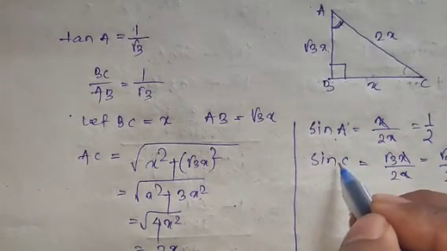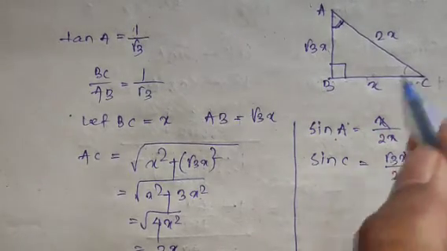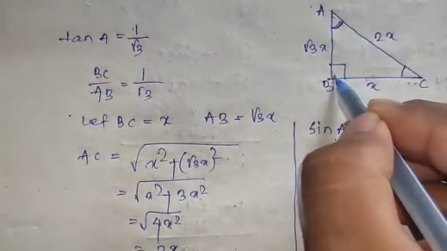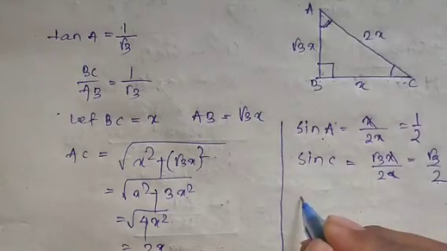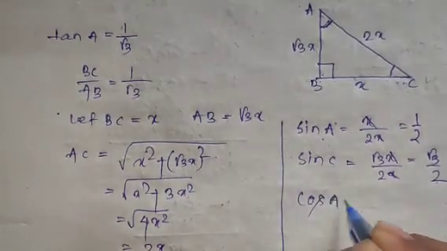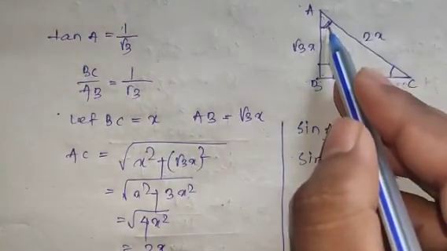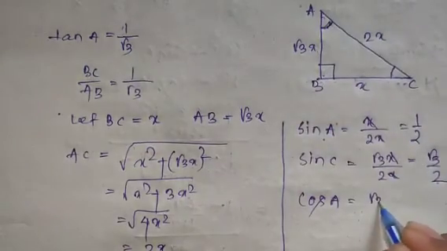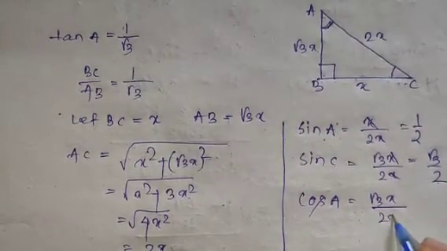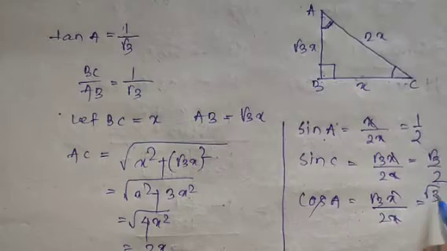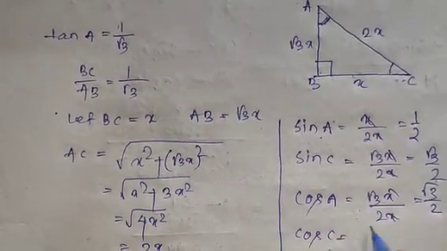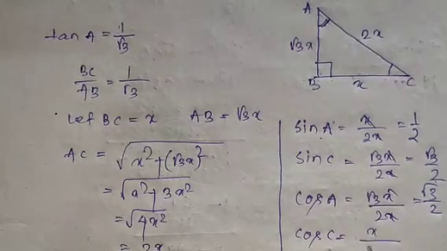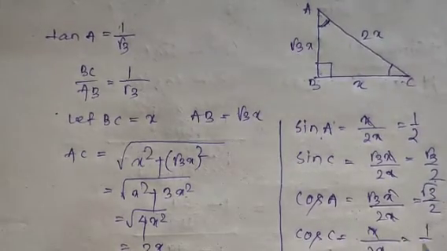And for angle C, what? Angle C, P is this, AB. So this will be root 3 by 2. Similarly, cos A, considering the angle A, cos A will be root 3x divided by 2x, which is equal to root 3 by 2. And cos C will be x by 2x, which is equal to 1 by 2.